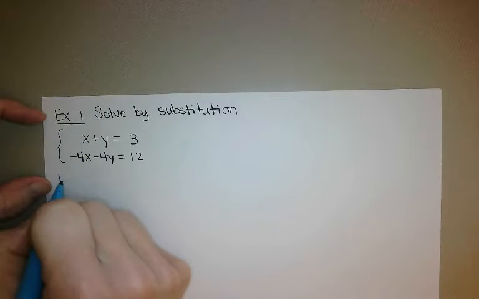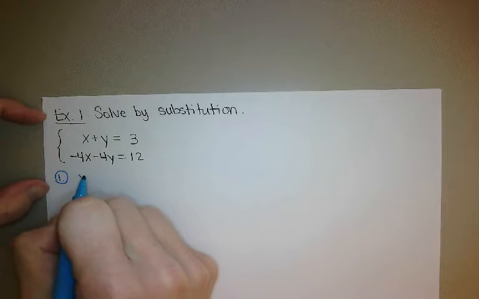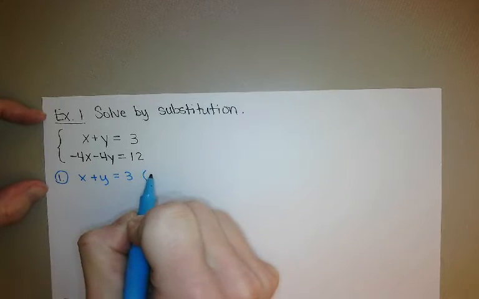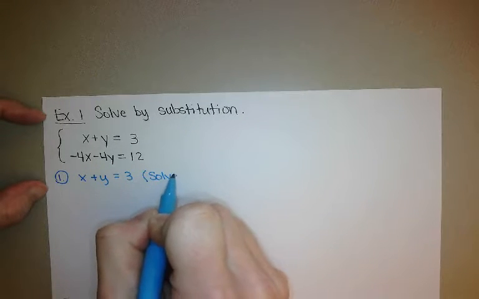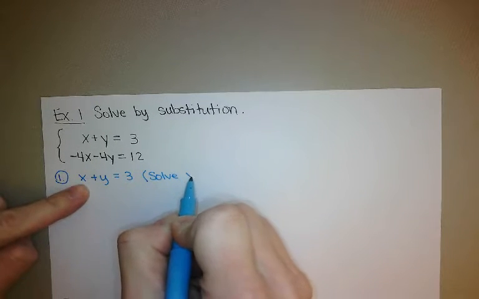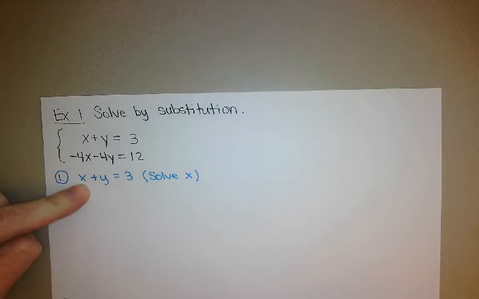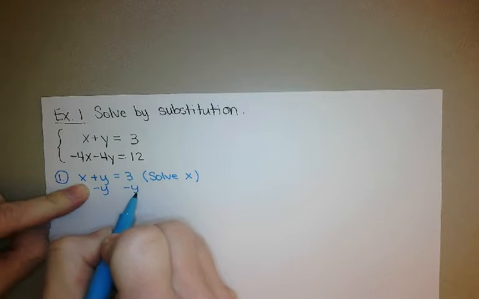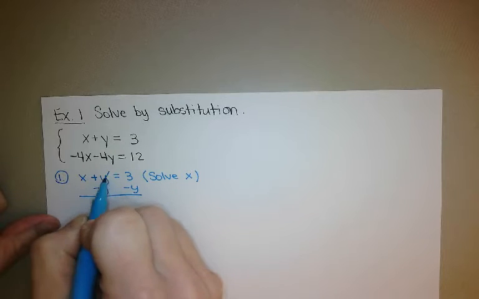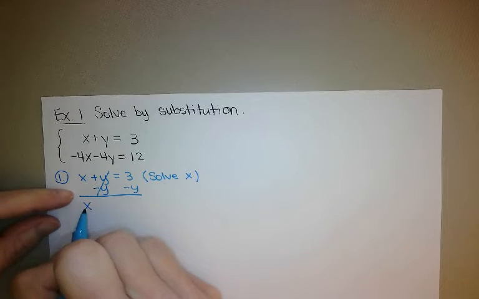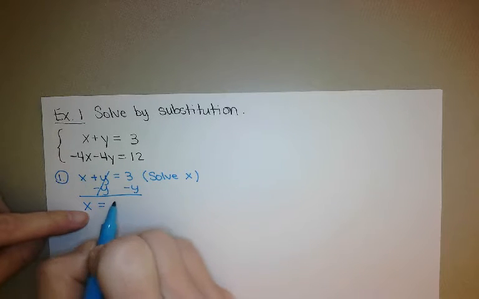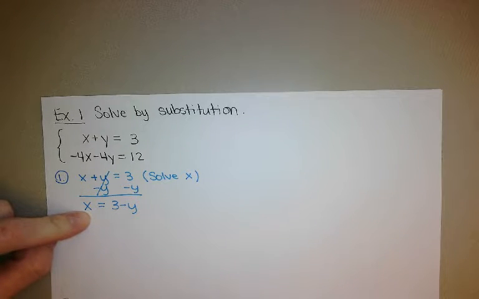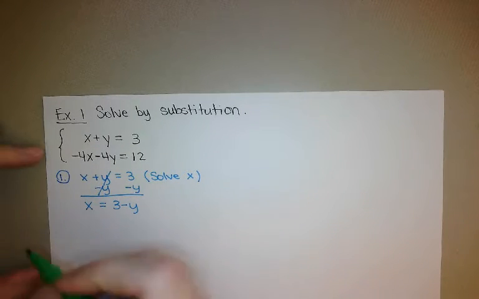Okay, so first equation, x plus y equals 3. And I'm going to say, you know what, it really doesn't matter. Let's say we want to solve for the x. Okay, so to do that, I need to then subtract the y over. That way my y's cancel, and I get the expression that the x is going to equal 3 minus the y.